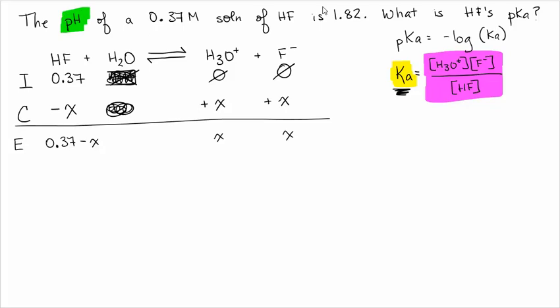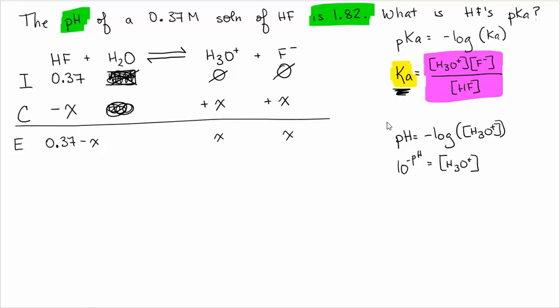The pH is 1.82. pH is the negative log of the hydronium ion concentration. 10 to the minus pH is hydronium ion concentration. So 10 to the minus 1.82 equals the concentration of hydronium ion. So the concentration of hydronium ion is equal to 10 to the minus 1.82, 0.015. Let me double check my math. 10 to the minus 1.82, 0.0151.